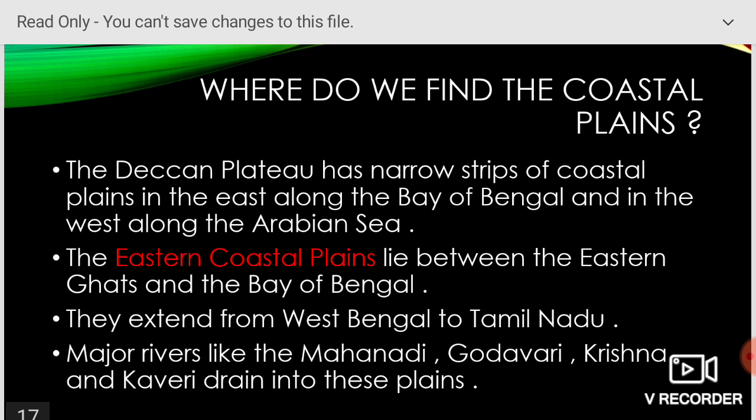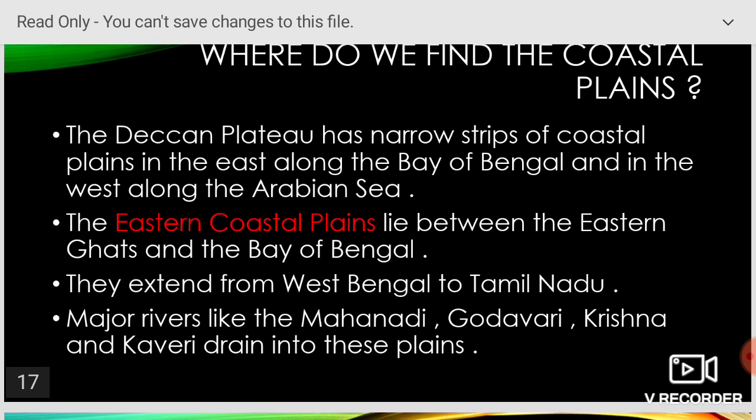The eastern coastal plains lie between the Eastern Ghats and the Bay of Bengal. They extend from West Bengal to Tamil Nadu. Major rivers like Mahanadi, Godavari, Krishna and Kaveri drain into these plains.